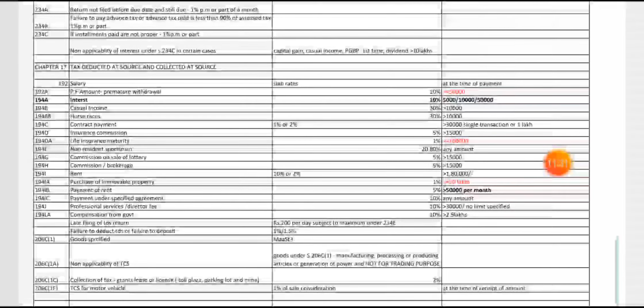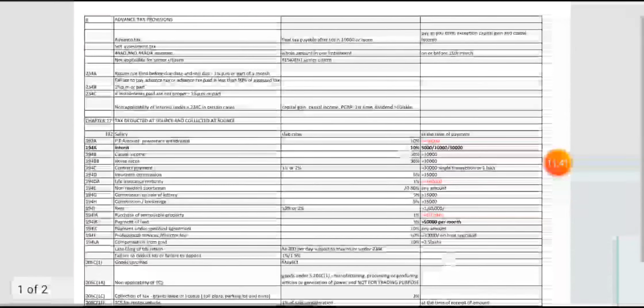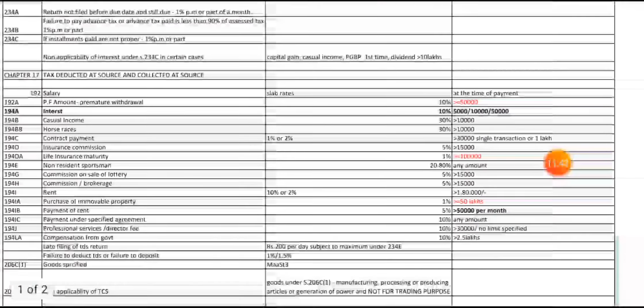194J talks about professional fees or director fees. The percentage is 10%. This is the professional charges. The limit is greater than 30,000. No limit is specified for a year. So when it crosses 30,000 itself, the TDS comes into play. Then 194LA, compensation from government. Minimum you should receive 2.5 lakhs. So for more than 2.5 lakh, you have to pay TDS of about 10%. So mostly it is 10%, 1%, 5%, 30%.